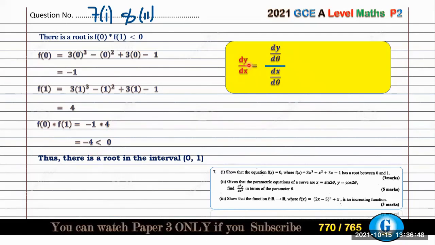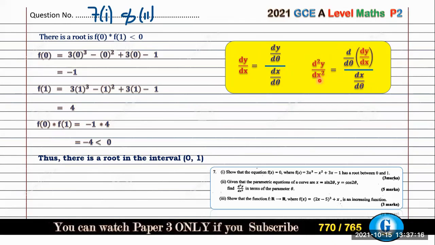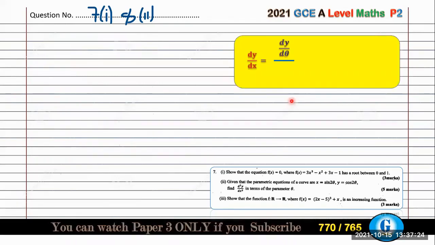And if you need d squared y over dx squared, this will be equal to d d theta of dy dx, all that over dx d theta. Look at it very well: this is d theta here, and this is d theta here. But this dy dx is matching with d squared y over dx squared. So we can use this formula. Let's use this first method.